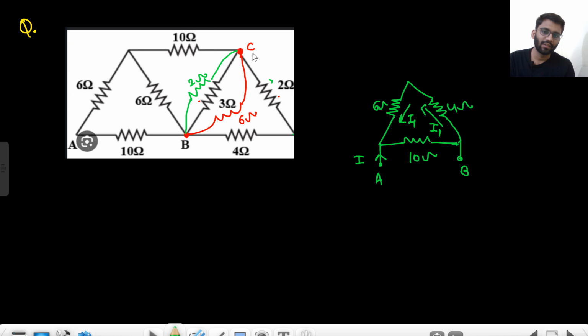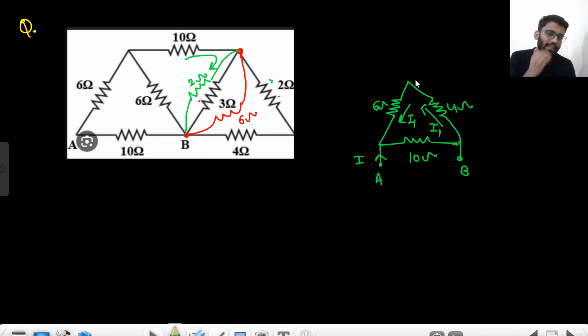This node C is of no use. If I extend it like this, and make this node C, there will be no current in this node, right? Whatever current is coming here, the same current will flow like this. There is no current in this node. But in node A, there will be some current, right? So you can't say this I1 current is flowing in 10 ohm. I1 plus this I current is flowing in 10 ohm.